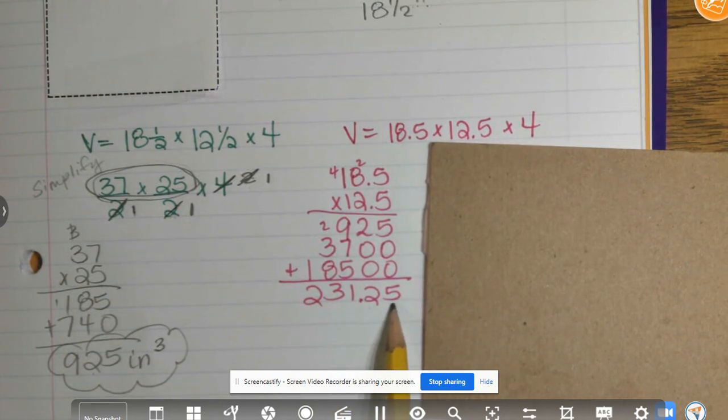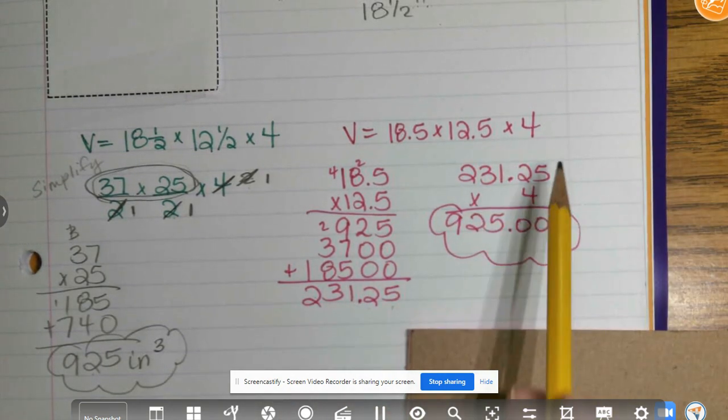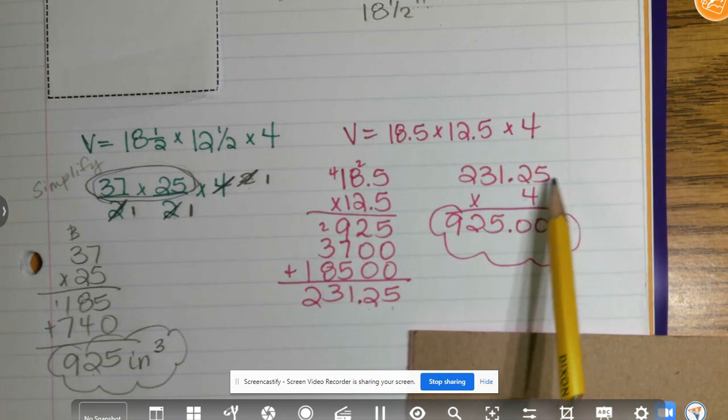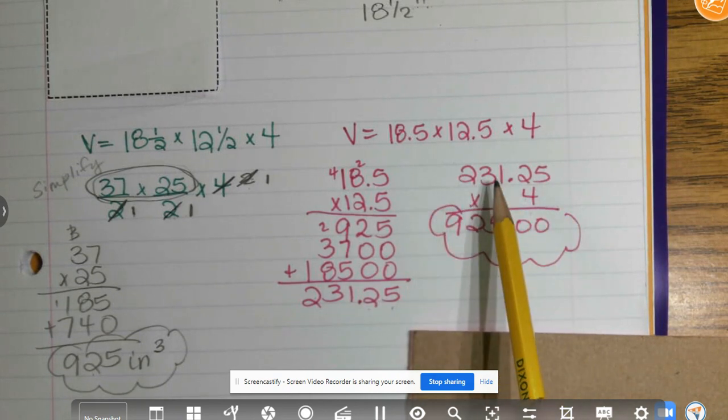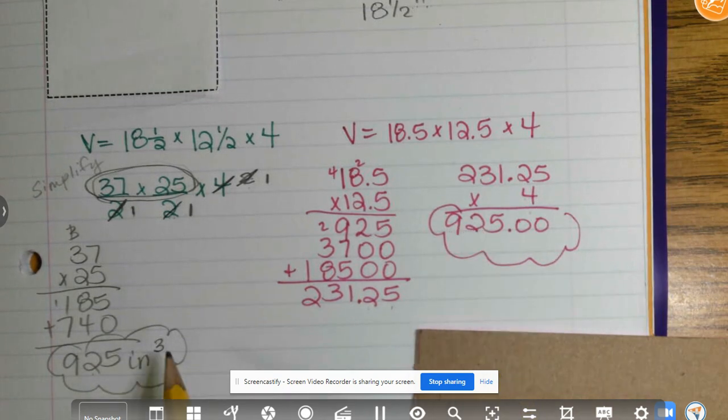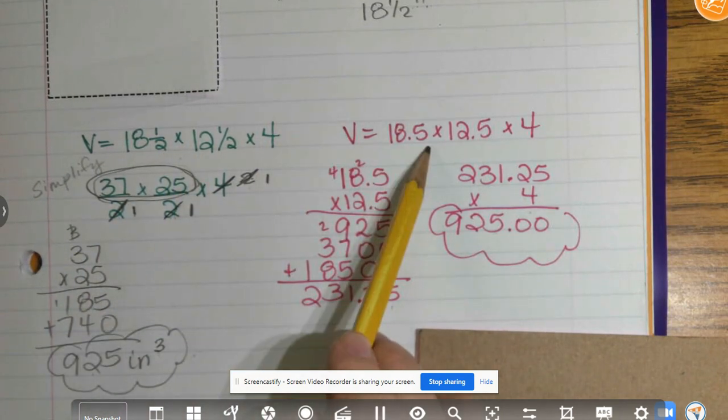Now, remember, I'm not done. I only multiplied 2. I've got to multiply by that third number, which is 4. So I take that number, multiply it by 4, and 4 times 231 and 25 hundredths gives me 925. Same answer, one with fractions, one with decimals.